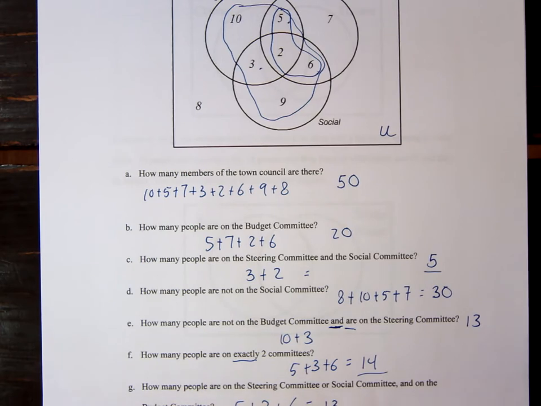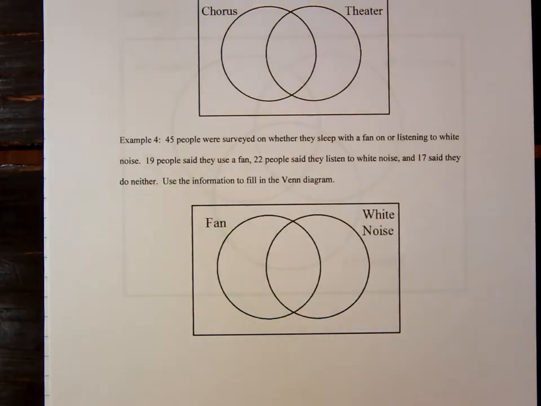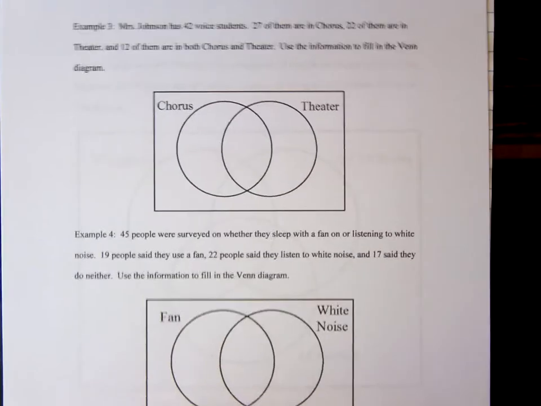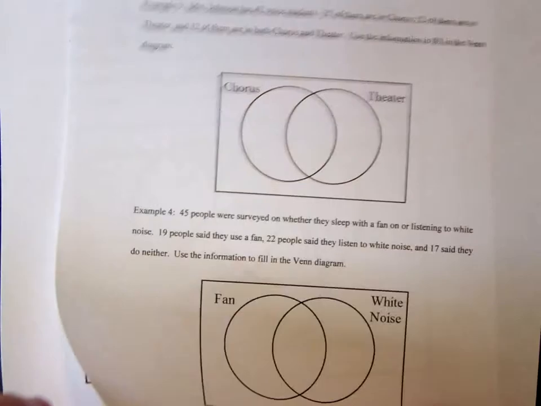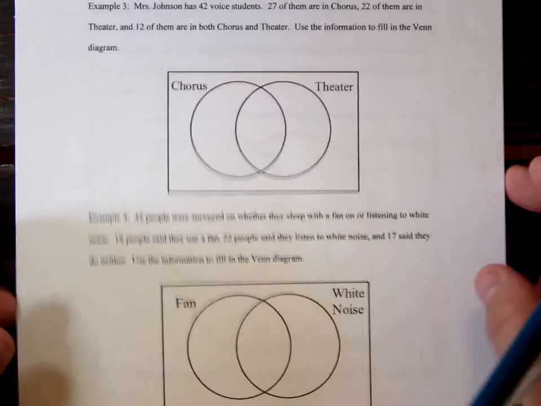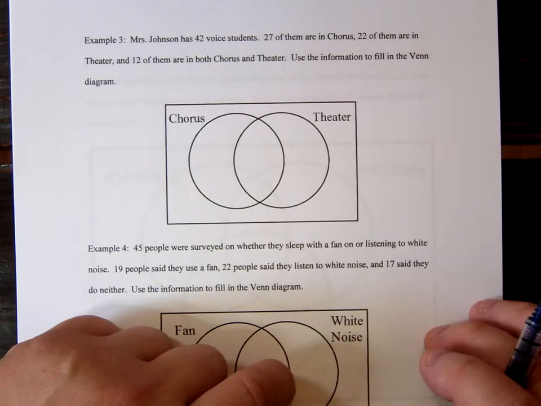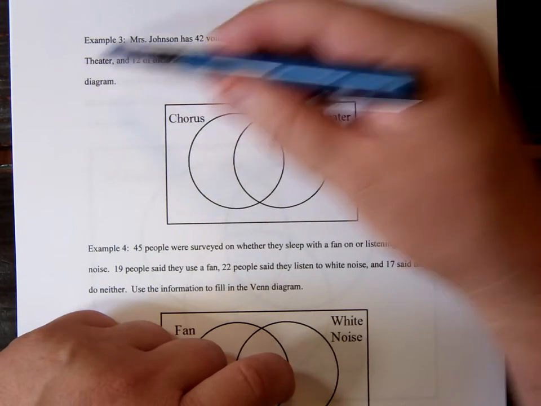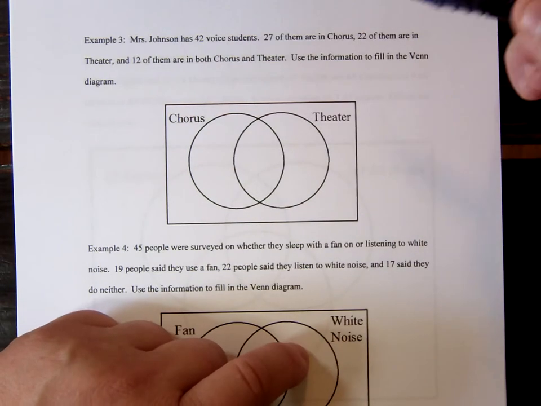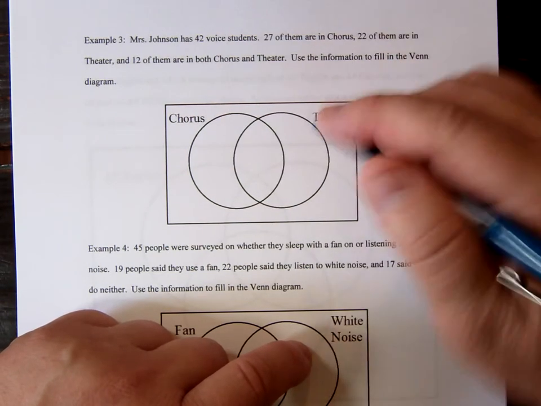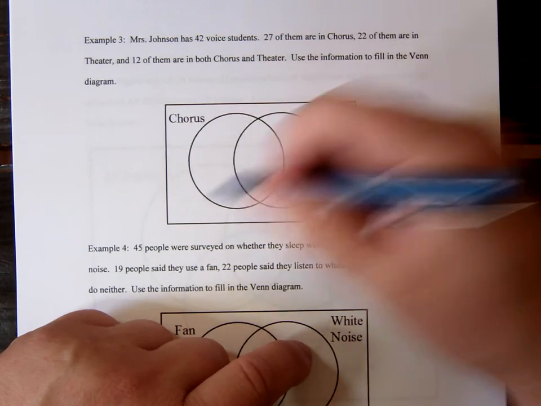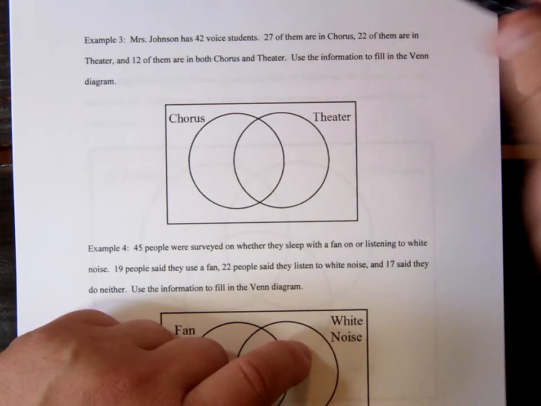All right. So when the cardinality is already in the diagram for you, not too bad, just to answer the questions. But now there are questions that involve the Venn diagram, and you have to figure out the cardinalities on your own. So look at example 3. Ms. Johnson has 42 voice students. So when I get done, this whole thing's going to add up to 42.